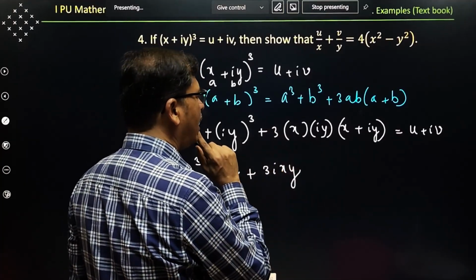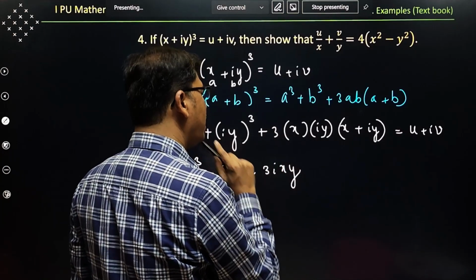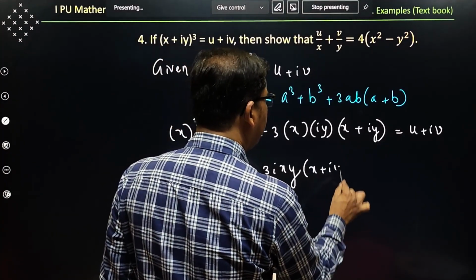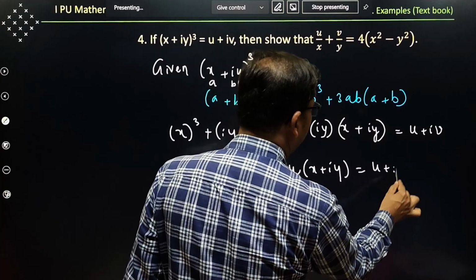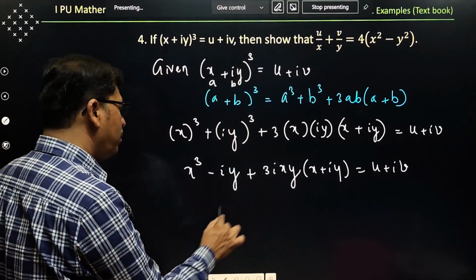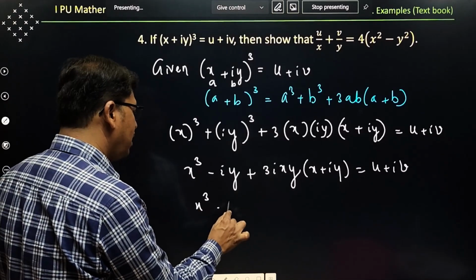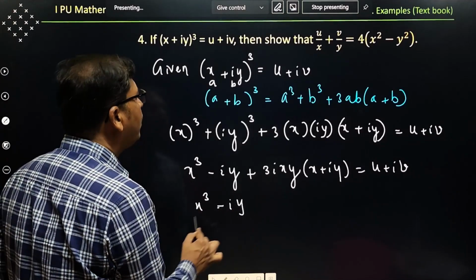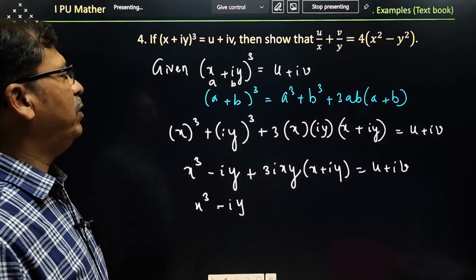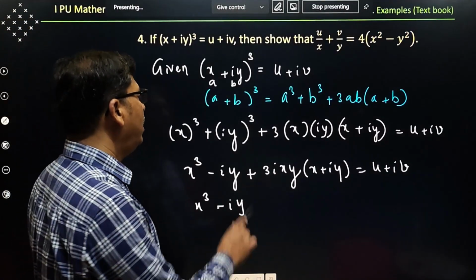Plus 3ixy, you write like this, 3ixy, okay, into bracket x plus iy is equal to u plus iv as it is. Now it is the time to remove that bracket. x cube minus iy cube.